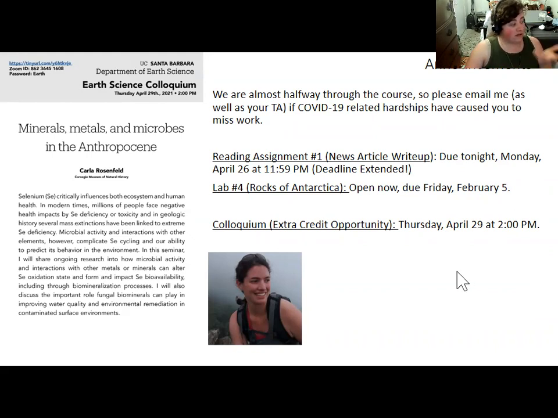And again, it's one that is easier to do when you have rock samples, but the TAs have done their best to put together a presentation and a set of notes that will help you understand the basics of identifying rocks, which is what the lab is basically. I also wanted to mention that there's a colloquium happening on Thursday, April 29th at 2 p.m. And that's a potential extra credit opportunity. There's a visiting researcher from the Carnegie Museum talking about heavy metal pollution.